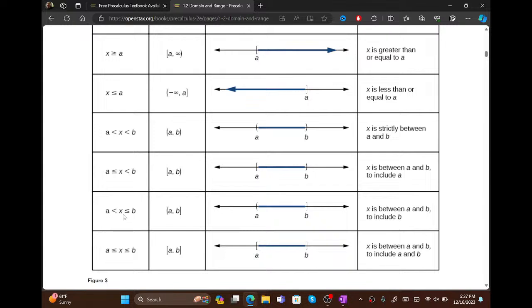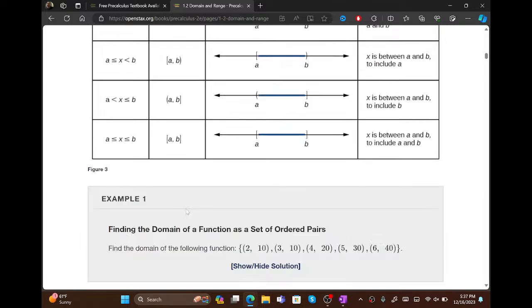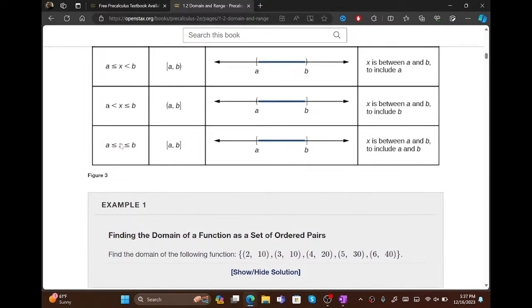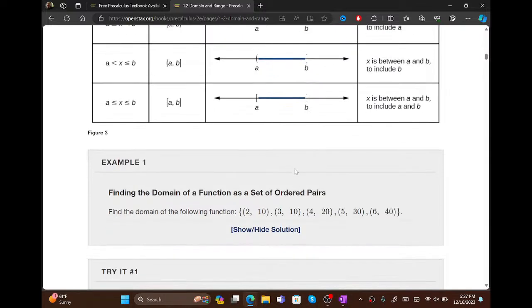It's a less than x less than or equal to b, and it's parentheses a comma b close bracket, because x less than or equal to b represents close bracket at b, a less than x represents open parentheses at a. Alright, and then the last one just means that if they both have the less than or equal to between a and b, then you do brackets at both sides, and you do filled in dots on both sides.